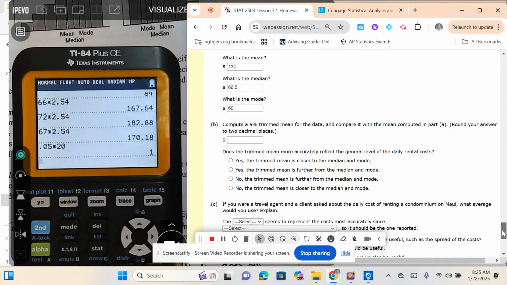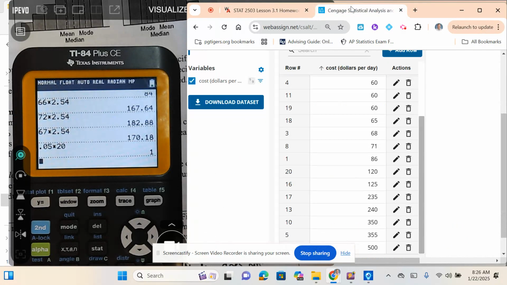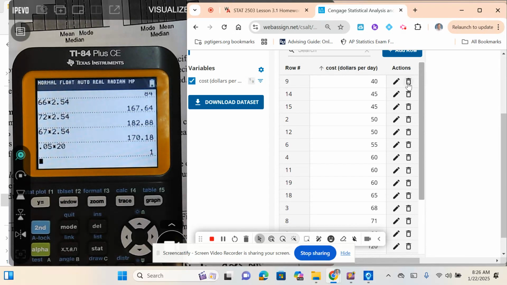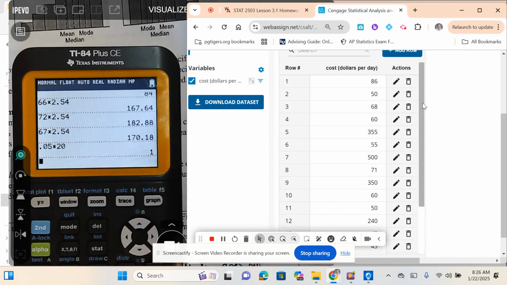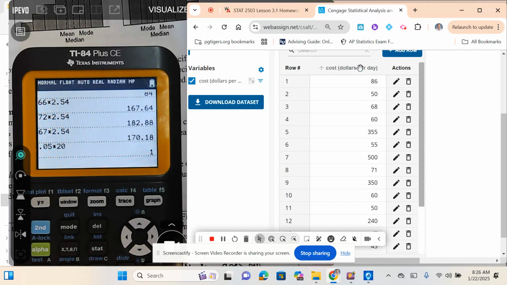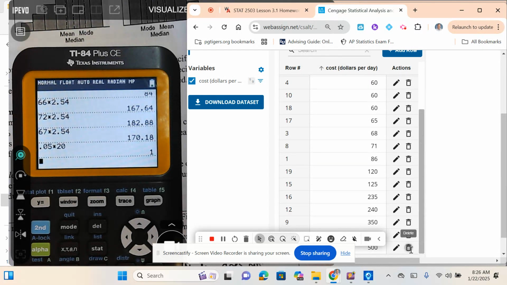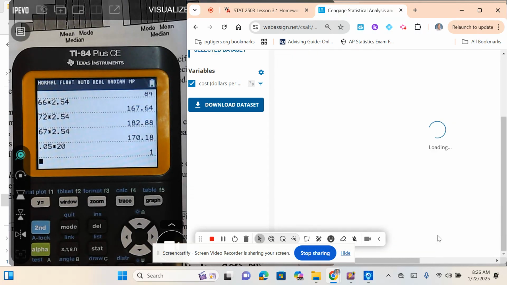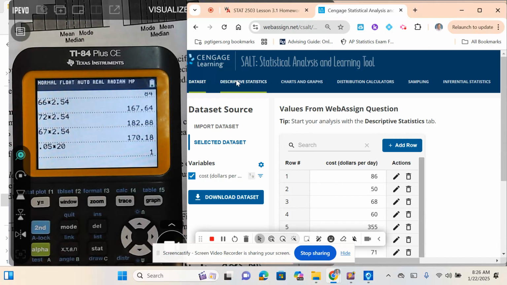We'll use Excel for this. So I'll go back to my descriptive statistics here, and I'm going to delete the lowest value and the highest value. Okay, and so that will trim the mean. I didn't mean for it to reset like that. Okay, I didn't mean to click that. And I'm going to delete the highest one. Okay, and so now we're going to do a new mean.